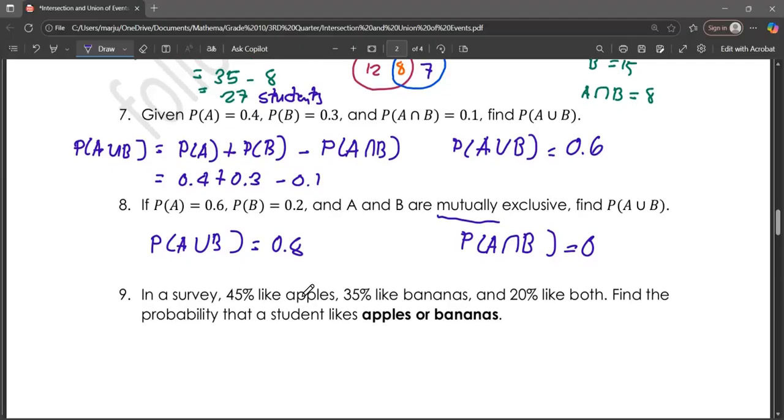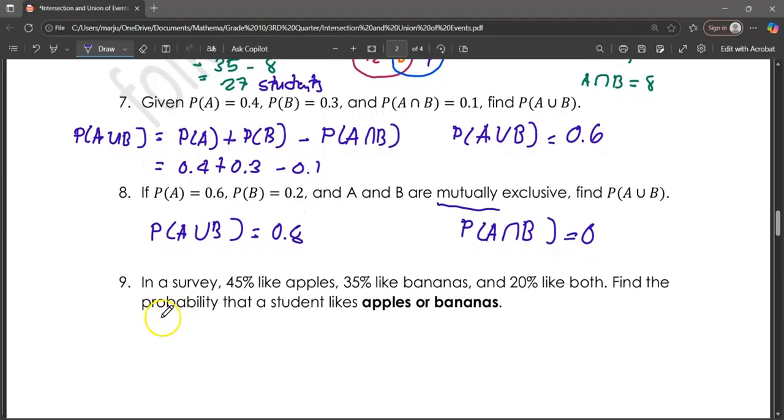So your task will be to answer number 9. In a survey, 45% like apples, 35% like bananas, and 20% like both. Find the probability that a student likes apples or bananas. So again, it's or, so it's union. Good luck.